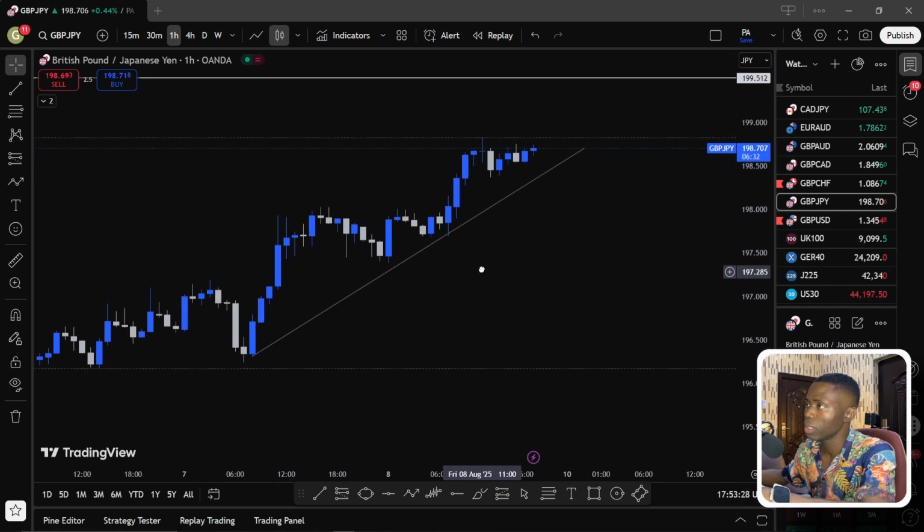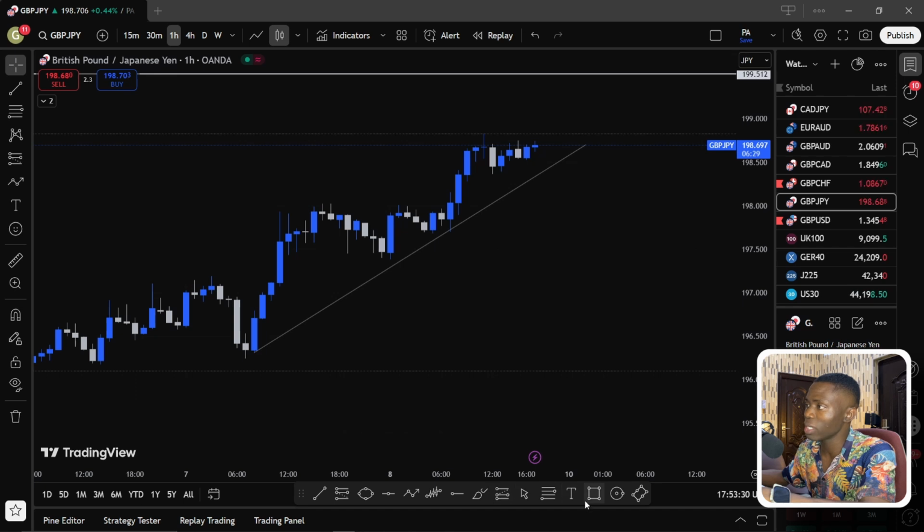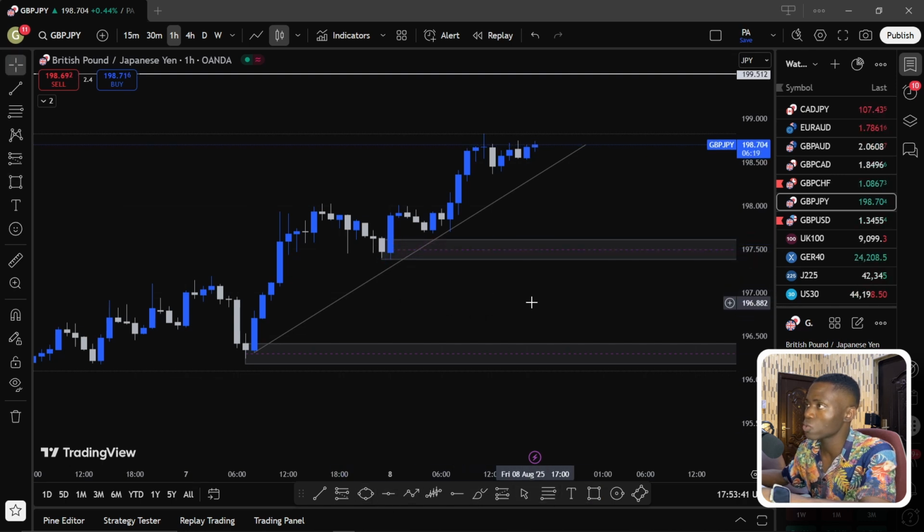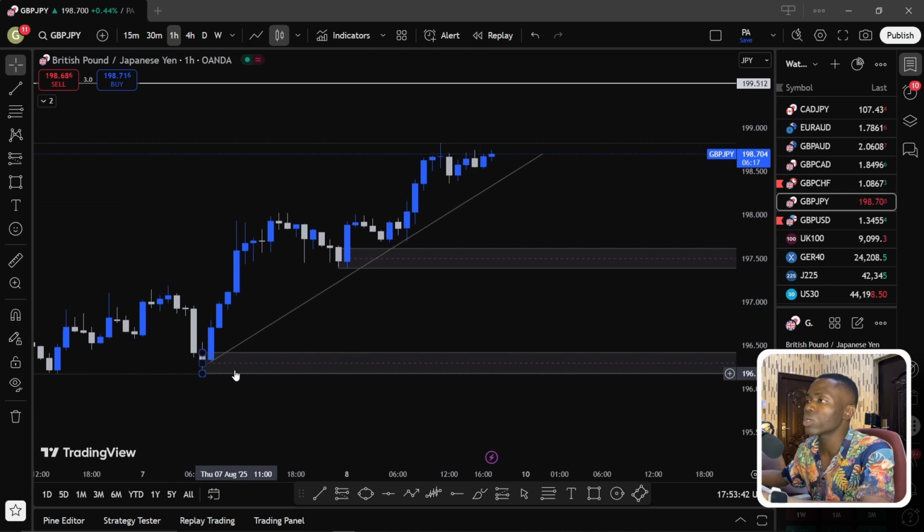is yet to form. Now basically, whilst waiting for the third one, you can just mark out your demand level in this situation right here. And then you have this other demand right here, which is less likely to hold, but you just have it right here as well. So basically, for me, I'll wait for this other one here, which is more clear and gives better room for the market to actually print.